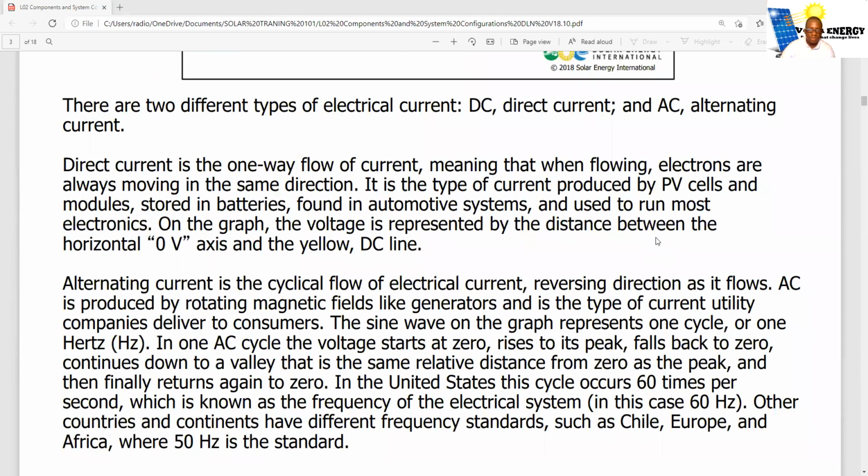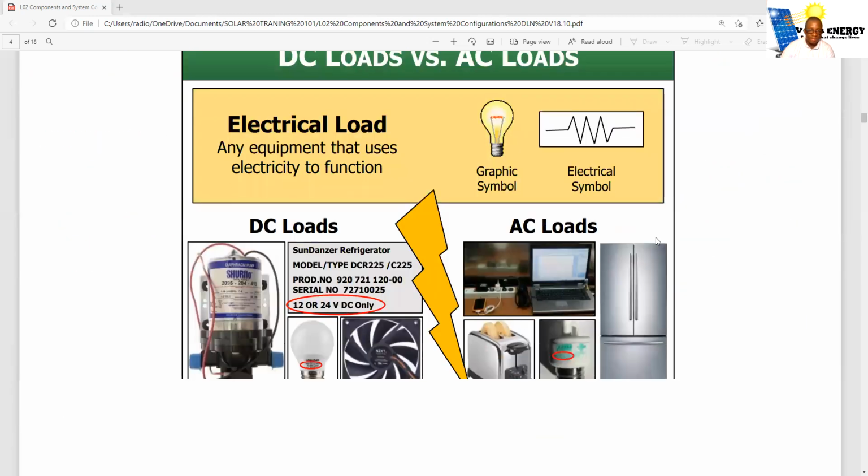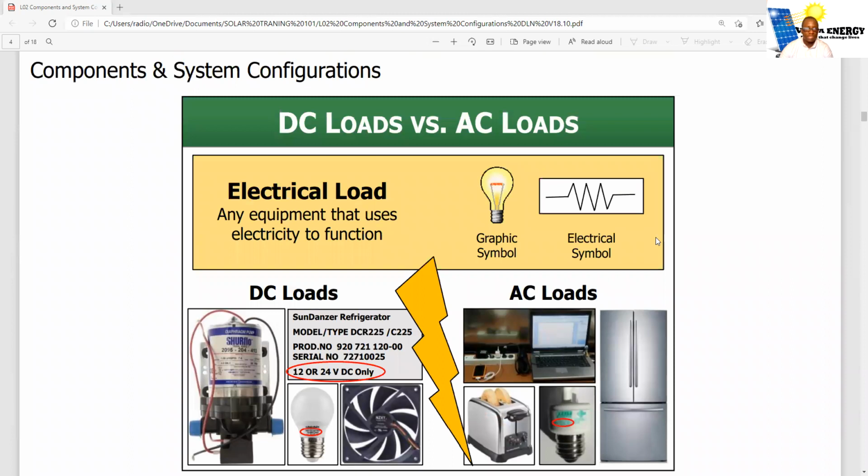There are two different types of array. We're just talking about that. Now in this chart right here, the components and system configuration, DC, AC. I'm going to go to my chart. I like this one.